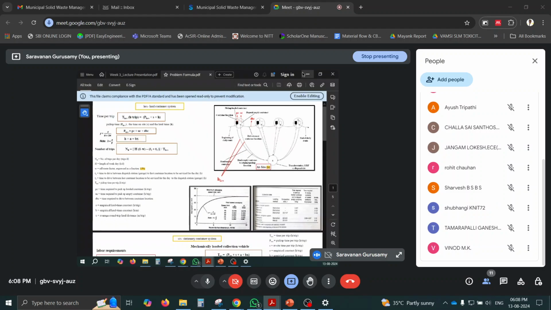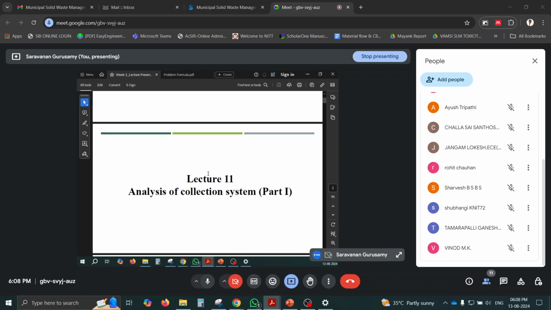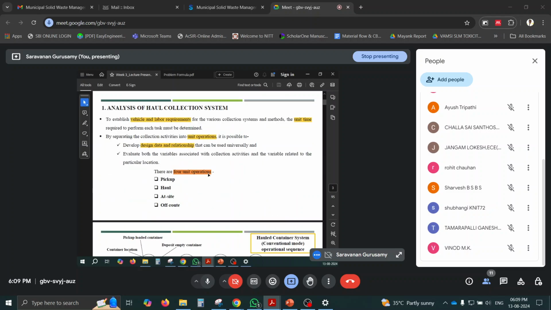So please keep this file with you. We are going to discuss this only. So for the haul container system and the stationary container system, what is the basic difference?